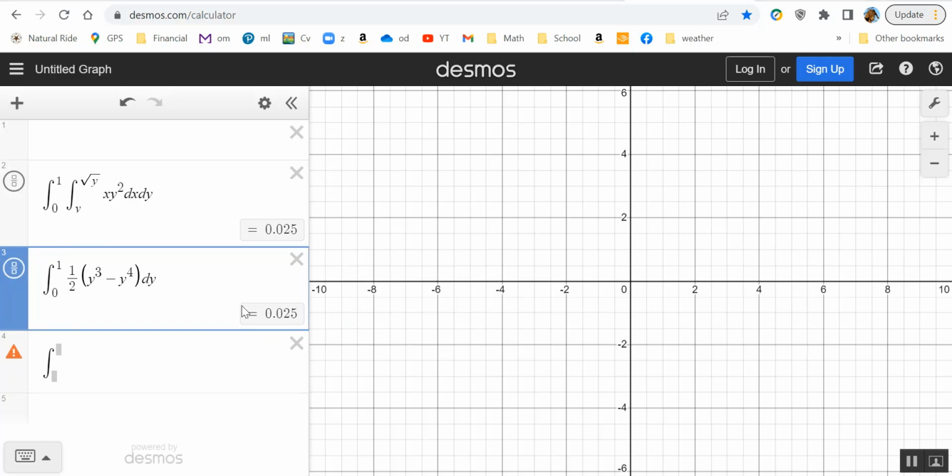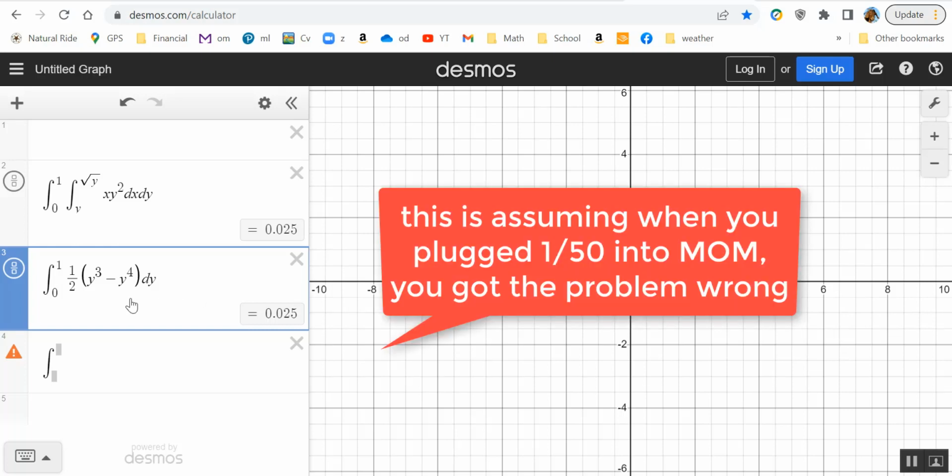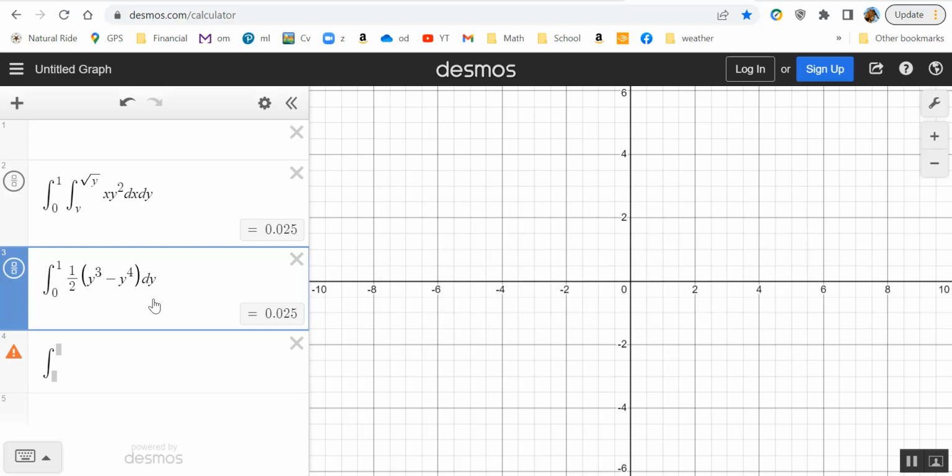Now, there are two possibilities here. Either Desmos is going to get the same answer as you got for integral 2, or it's not. If it gives you the same answer that you got, then you know you evaluated integral 2 right, and you made a mistake with integral 1. So you need to go back and do integral 1 again. If Desmos tells you a different answer for integral 2, then you know you made a mistake evaluating integral 2, and you can go back and redo integral 2.